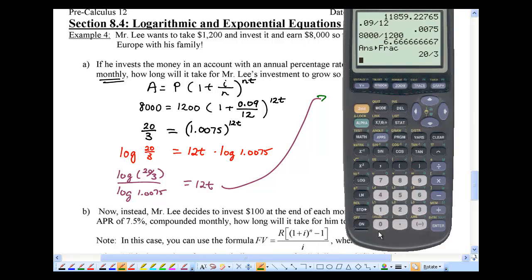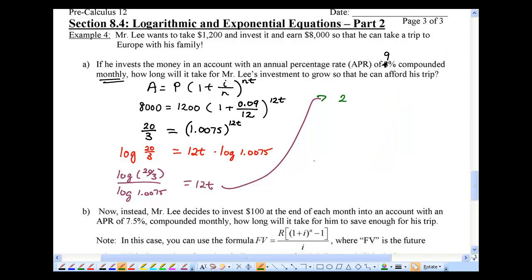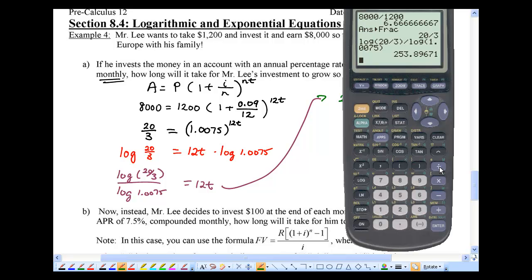Let's figure out what that is. Let's see, log 20 divided by 3. I'm going to take that and divide by log 1.0075. Wow. 253.9. 253.9 is the same thing as 12t. I want to solve for t, so we're going to divide both sides by 12. And when we do that, how about a whopping 21.2 years?